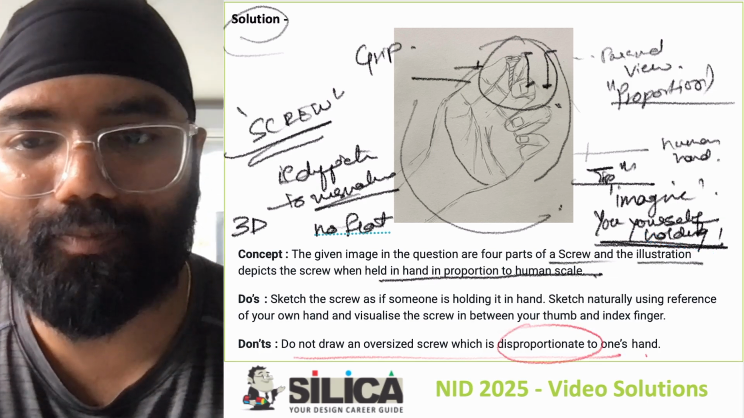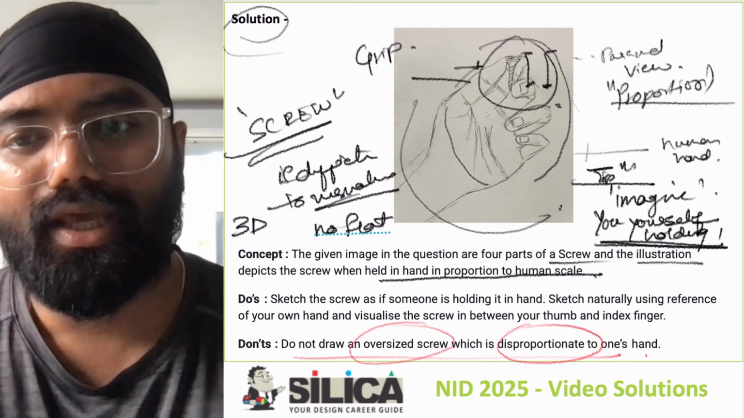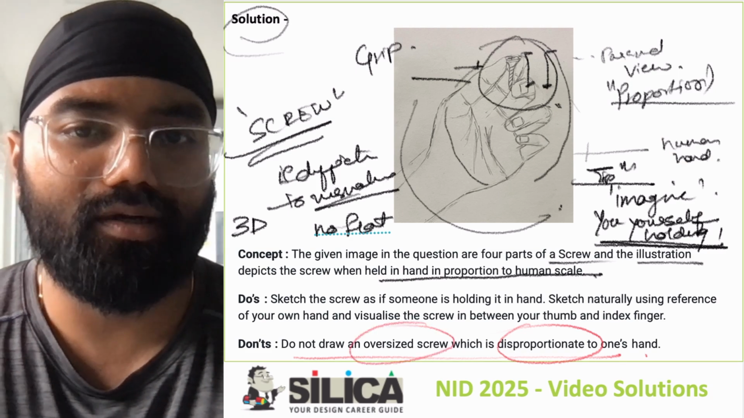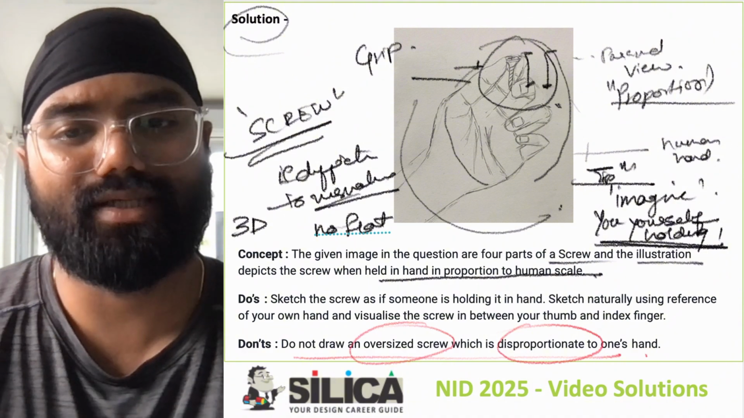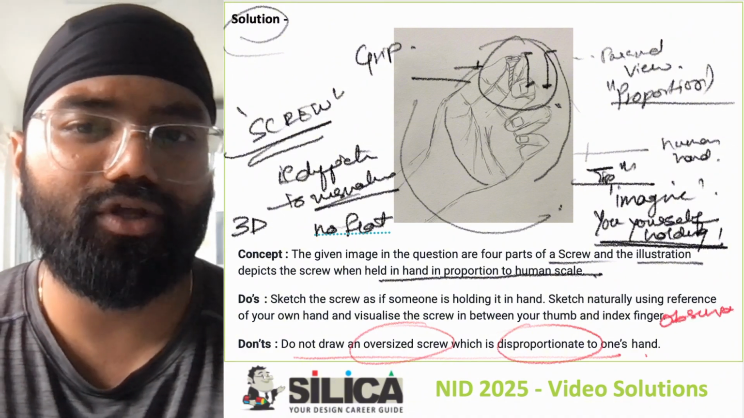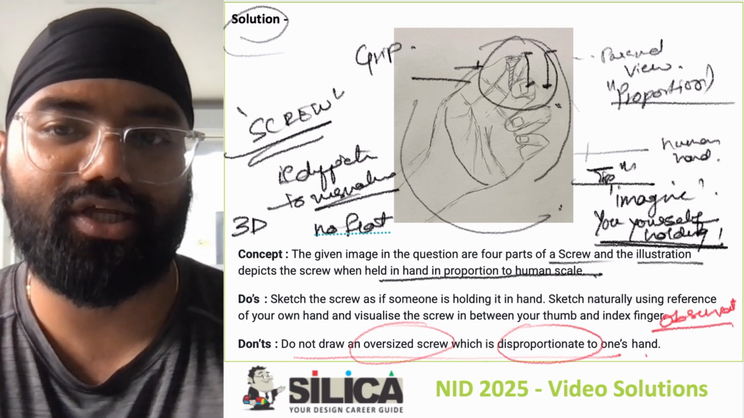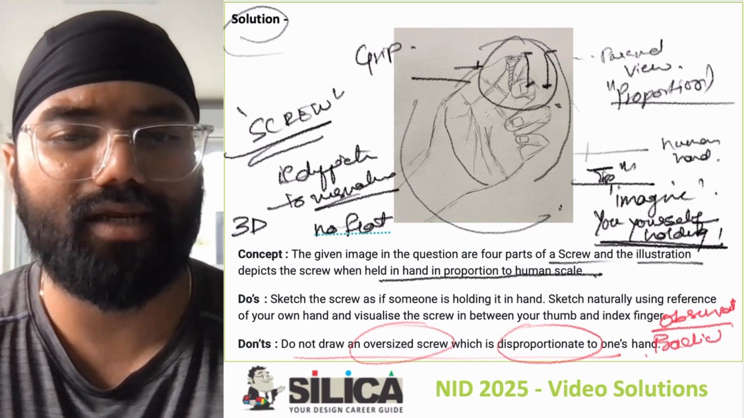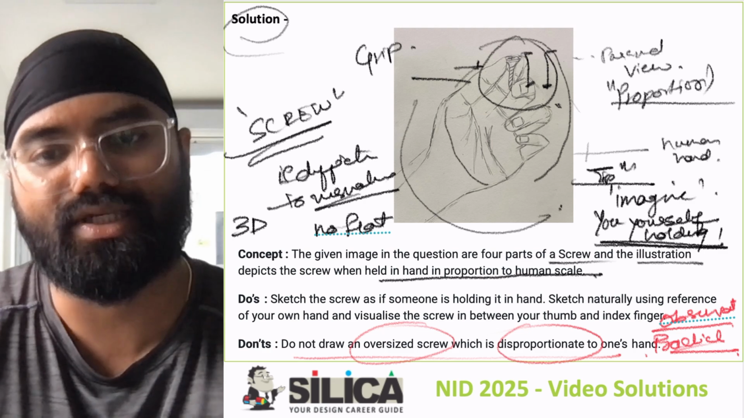Don't show a disproportionate version of the screw, where it's too big or too over-exaggerated or loud an object. This test is more about your observation, not just your imagination. So please be very honest and very practical with this type of question.